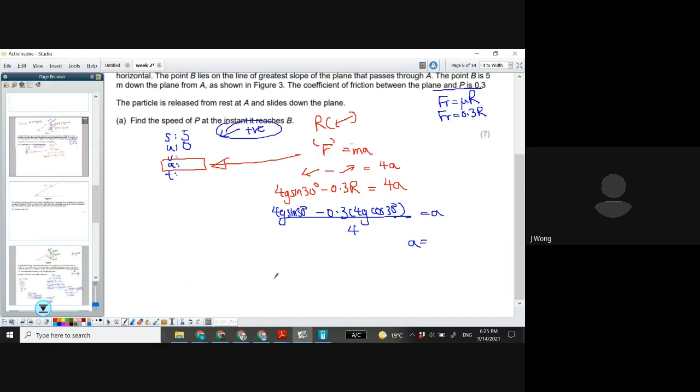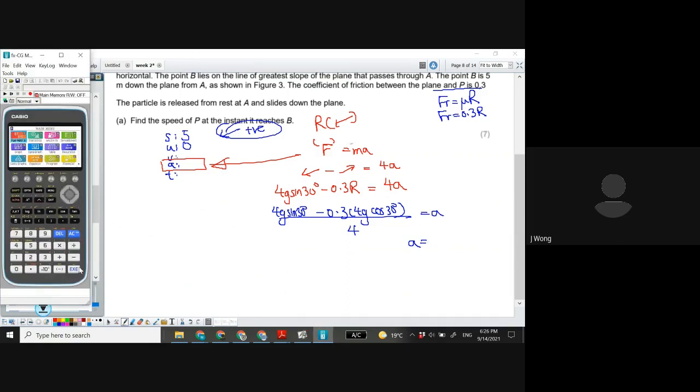All right, so let's toss it into the calculator. It's a big fraction, so you have 4 multiplied by g multiplied by sine 30 degrees. Remember to add brackets to these. Subtract 0.3 times 4 times 9.8 multiplied by cos of 30 degrees, and then divide it through by 4.